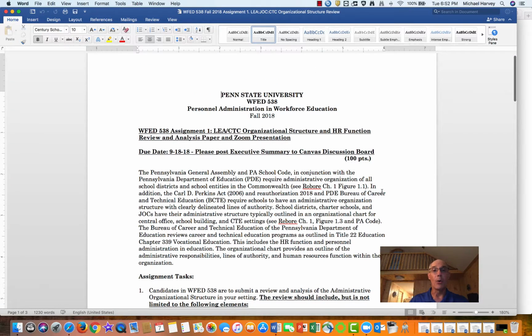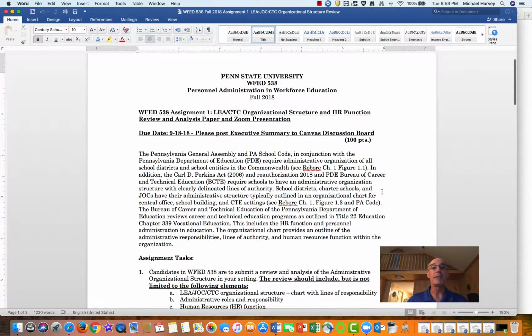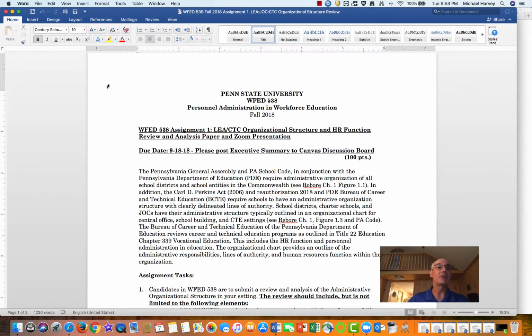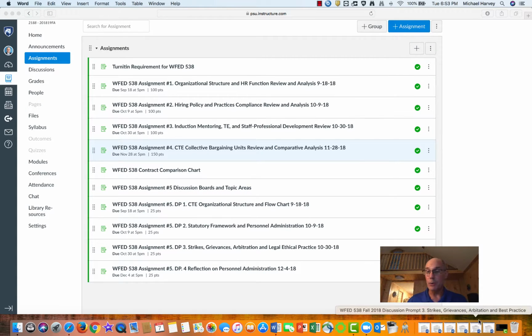This is an overview, as I said, for assignment number 1, which is the LEA CTC Organizational Structure and HR Function Review and Analysis paper. Candidates also will present their paper and their findings during class. From there, we move on to assignment number 2.